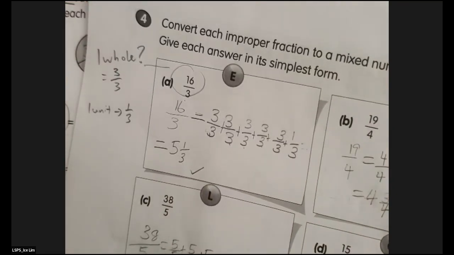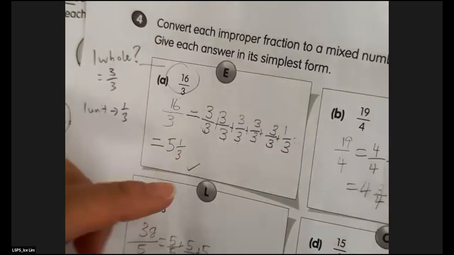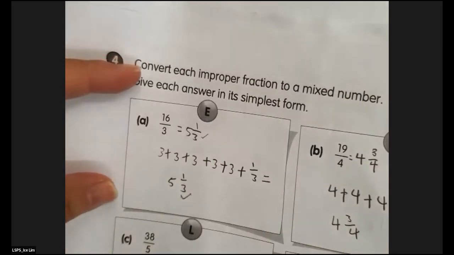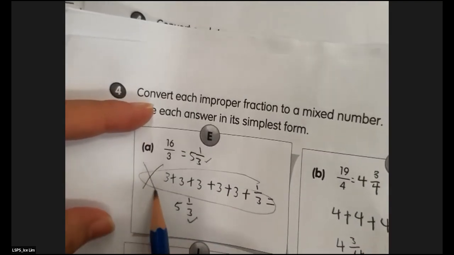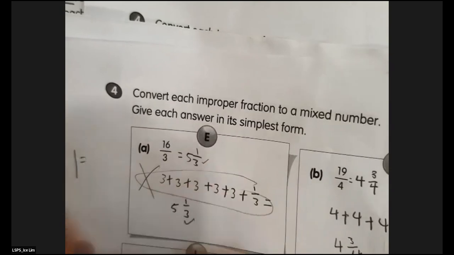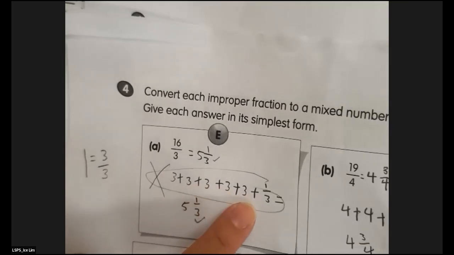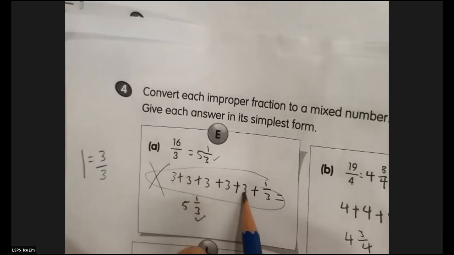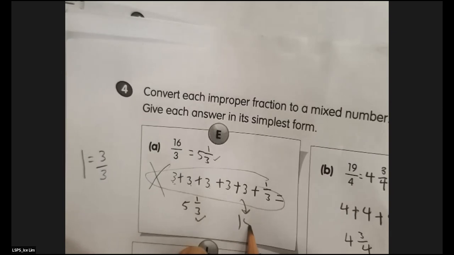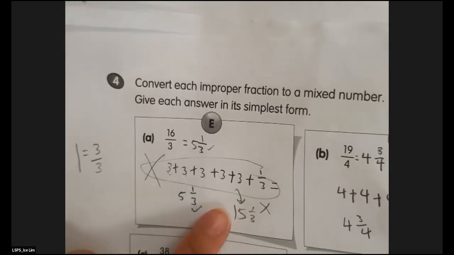Now, if I use another example of how Singan did it, the final answer 5 1/3 is correct. But the working here is wrong. Because what did we say about one whole? It's 3/3. It's not 3 + 3 + 3 + 3 + 3, yeah? 3 + 3 + 3 + 3 + 3 gives you 15, not 5 1/3. Is it correct? It is not correct. You need to be careful with how you write the equation. This is not correct.